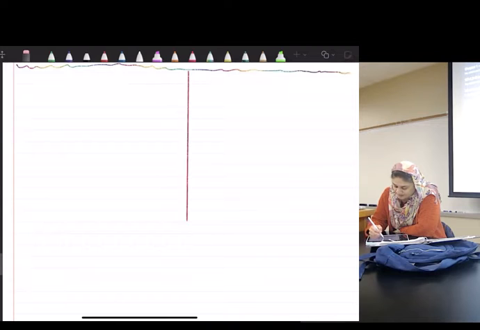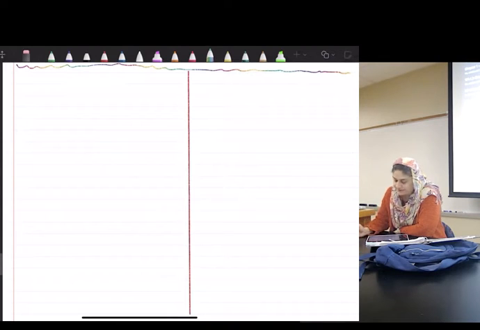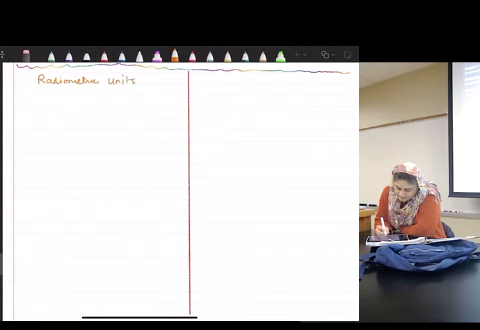So I'm going to draw a line here, and I'm going to write on the top here, and what color do you want for your photometric unit? Blue. Blue.